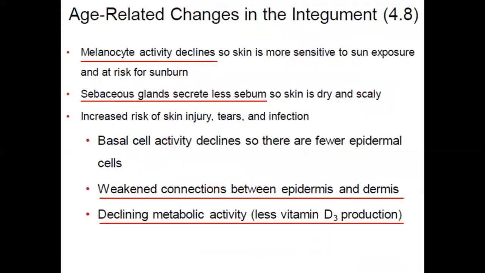Age-related changes in the skin. Melanocyte activity declines, so the skin is much more sensitive to sun exposure, so you're more likely to burn as you get older. Sebaceous glands secrete less sebum, so the skin tends to be dry and cracked and scaly. That increases the risk of injury. There are weakened connections between the epidermis and dermis, and a decline in vitamin D production. The cells of the stratum basale divide slower, so you don't renew skin or heal as quickly as you would at a younger age.